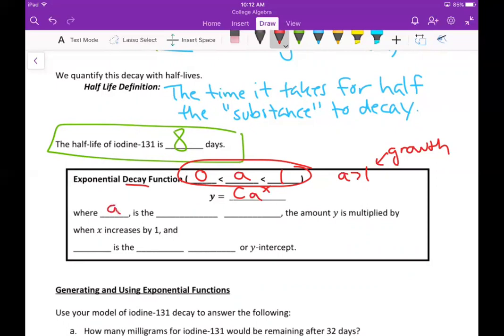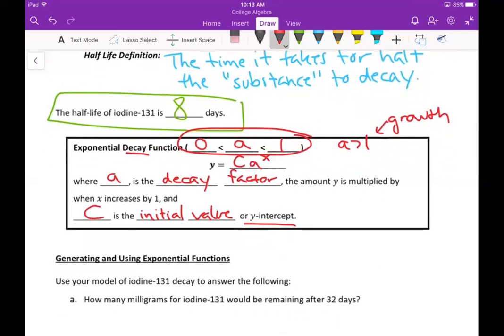Everything else is still the same. A is still a factor, but since it's decay, we're going to call it a decay factor rather than a growth factor. It's still the amount y is multiplied by as x increases. It's just that now y is going to get multiplied by a fraction. That original amount is going to get multiplied by a fraction with each decay. C is exactly the same thing. It's still thought of as that initial value. How much did we start with? Also, as we start to visualize exponential functions, in section 5.4, we'll see that that is also the y-intercept, very similar to linear equations.